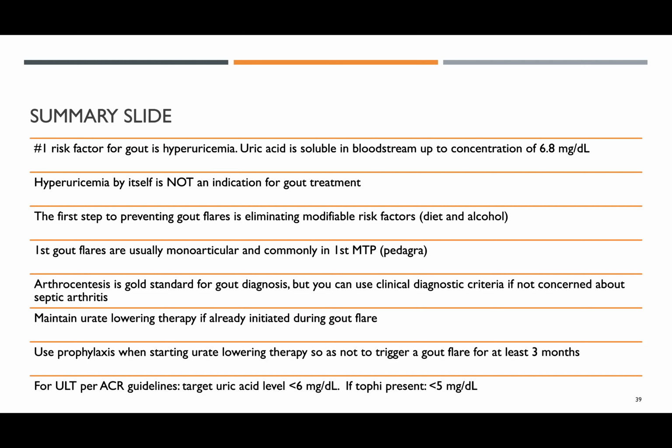And if somebody has never had urate-lowering therapy before, make sure to start them on prophylaxis with colchicine or NSAIDs for at least 3 months when starting your allopurinols or febuxostats. And the target for that therapy by rheumatology guidelines, at least, is less than 6 for urate, or less than 5 for urate if they have tophi present.